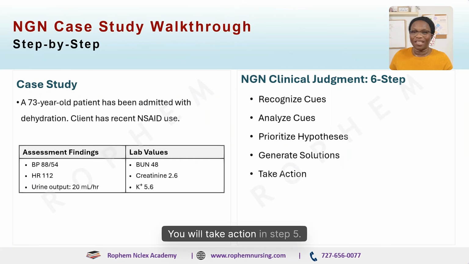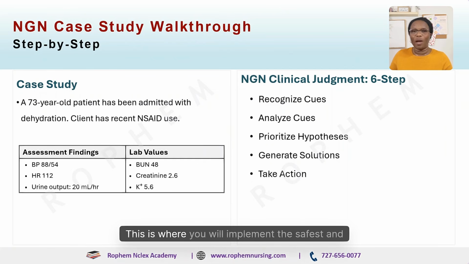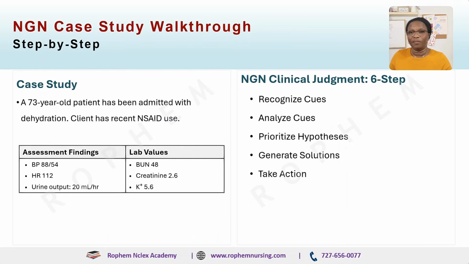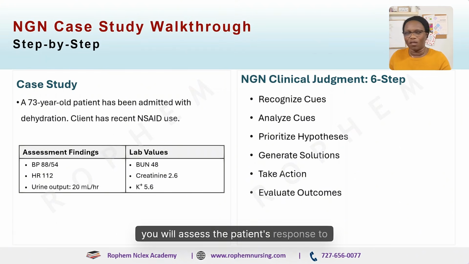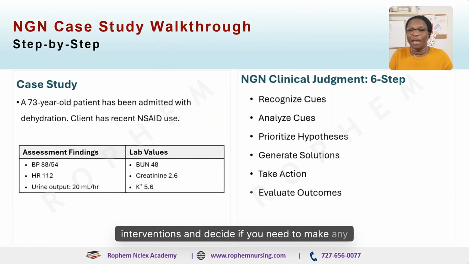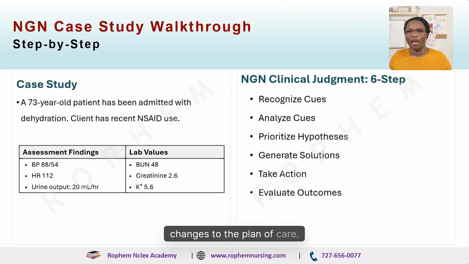You will take action in step 5. This is where you will implement the safest and most effective interventions in a timely manner. In step 6, you will evaluate outcomes. In this step, you will assess the patient's response to interventions and decide if you need to make any changes to the plan of care.